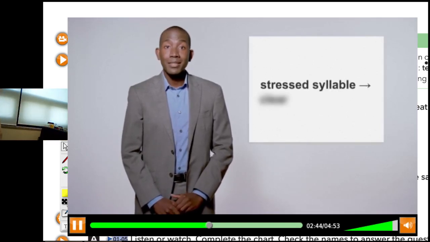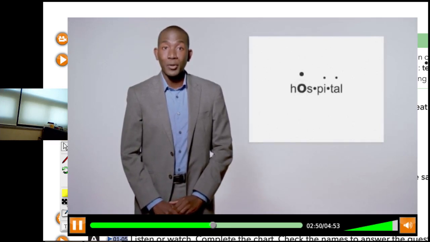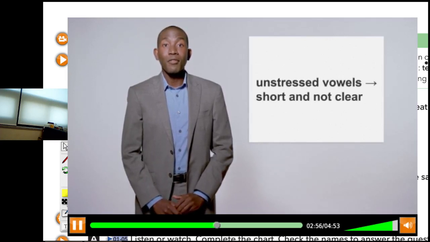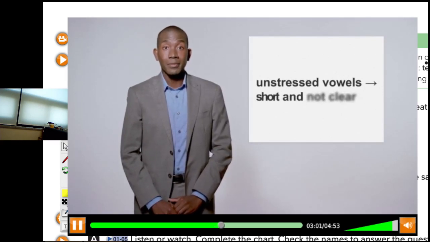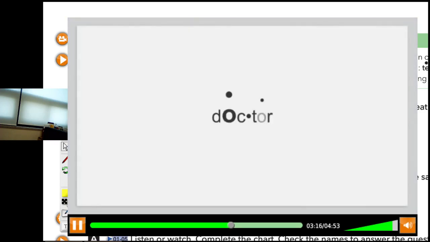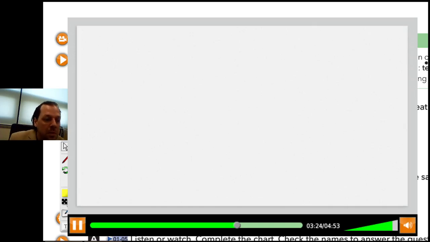The vowel in the stressed syllable has a clear sound. Hospital. The vowel in other unstressed syllables is often short and not very clear. Listen. Notice that clear vowel sound in the stressed syllable and the short, unclear vowel sound in the unstressed syllables. Doctor. Hospital. Computer.